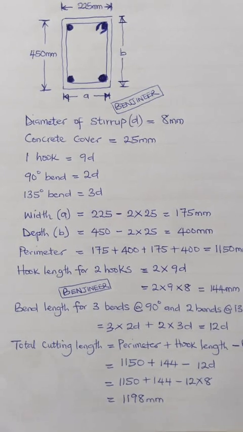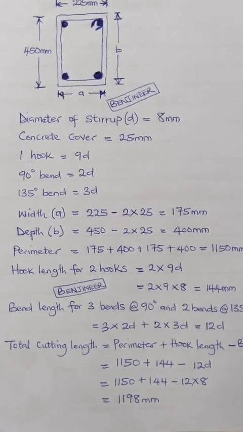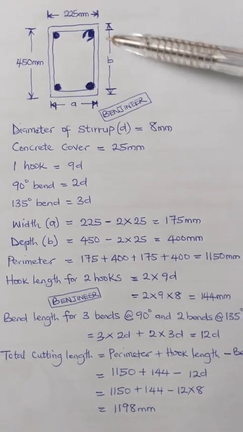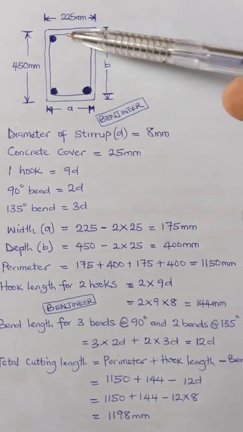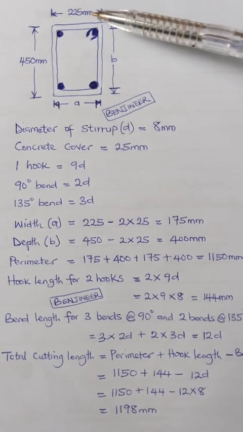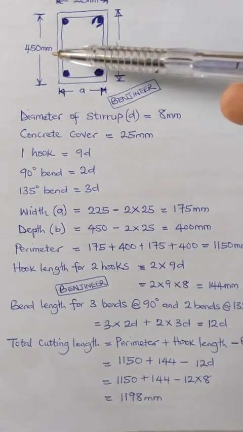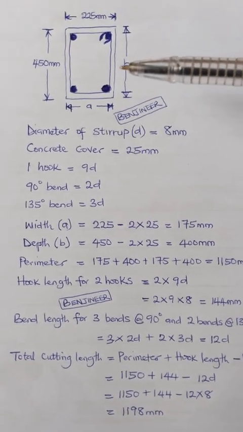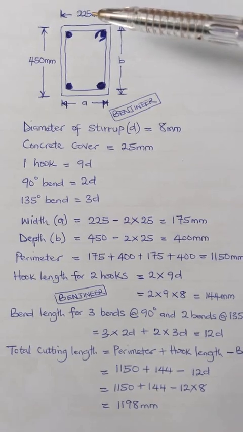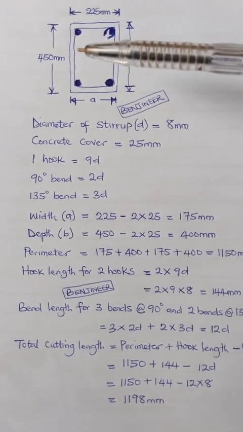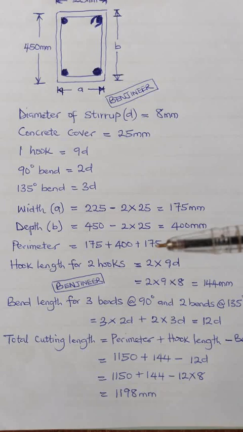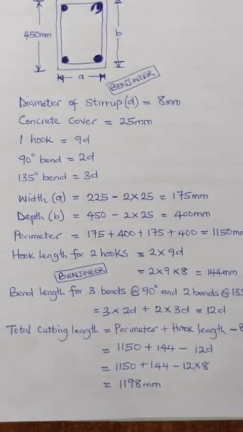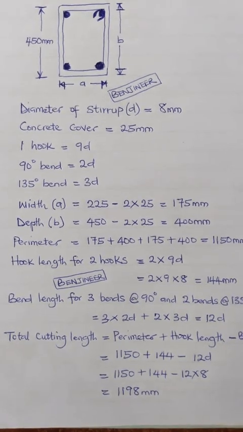Today we are going to look at how to calculate the cutting length of stirrup for our beams. Now we have a section of our beam. The width is 225 millimeter, the depth is 450 millimeter. Understand that this is just like a template. All you need to do is to substitute the dimension you're working with and follow the procedure and get the exact dimension for the cutting length.